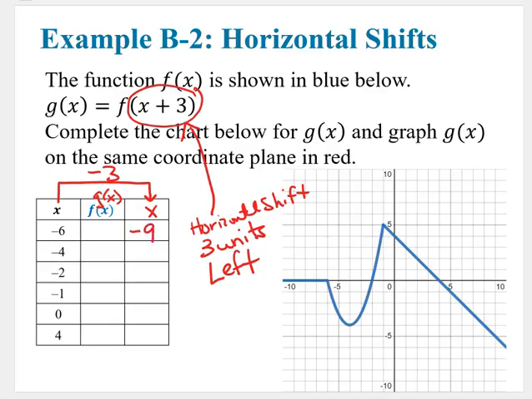So this is going to become -9. This is going to become -7. This is going to become -5. This will become -4, this will become -3, and this will become 1.